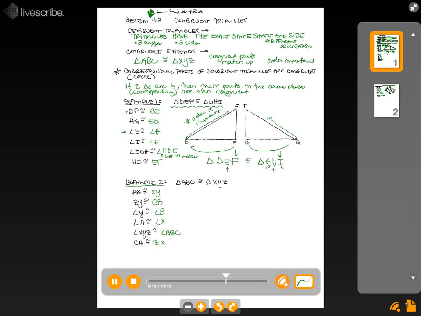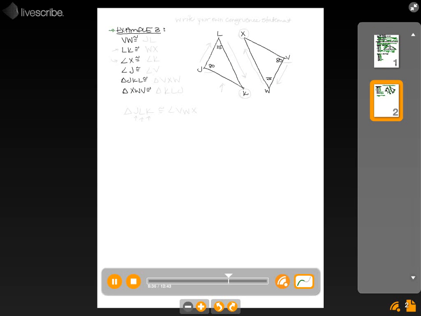Hopefully you got all those right. If you didn't, see if you can find your mistakes. You may go back and watch the first part again where we talked about putting them in the correct order. Otherwise, let's go ahead and do example 3. Our third example, notice it does not have a congruent statement. It has a picture. But in the picture, we have some angles with measures in them. What that's going to do is it's going to help us write our own congruent statement.